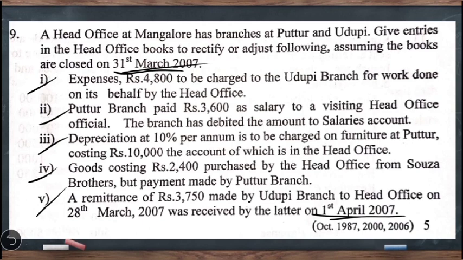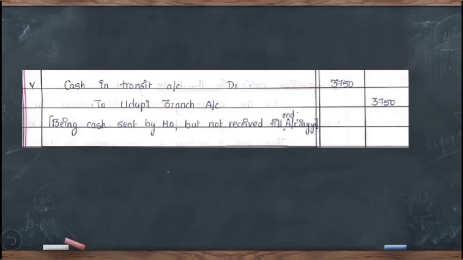Okay. So what is the entry we have to pass then in the books of head office? Cash in transit account debit to Udupi branch account. Cash in transit account debit to Udupi branch account amounting to 3,750.